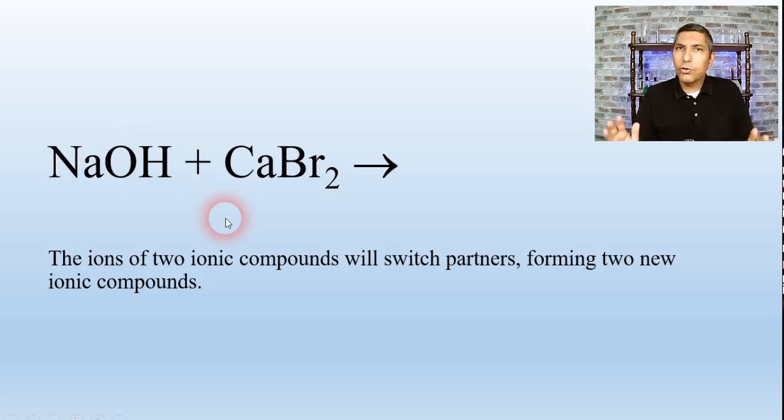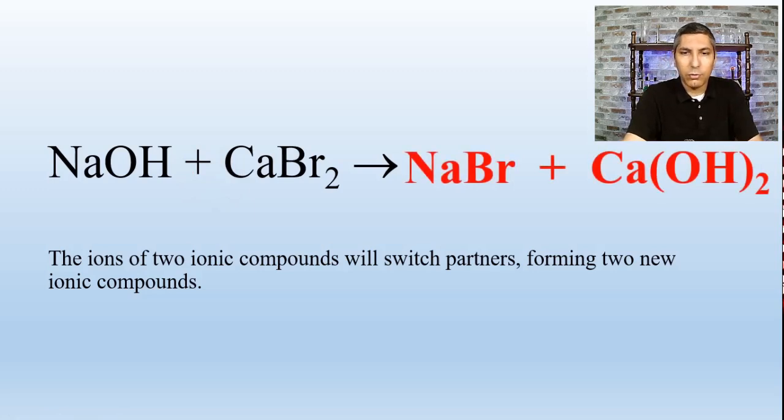Now, if you're unsure as to how these 2 ions are going to pair up, remember that a cation, a positive, is always going to pair up with an anion, which is a negative. So don't try to pair these up, Na pairing up with Ca, because that would be 2 positives getting together. It doesn't work that way. A positive will always get with a negative. So Na is going to pair up with Br to make NaBr, and then calcium is going to pair up with hydroxide to make calcium hydroxide, Ca(OH)2.